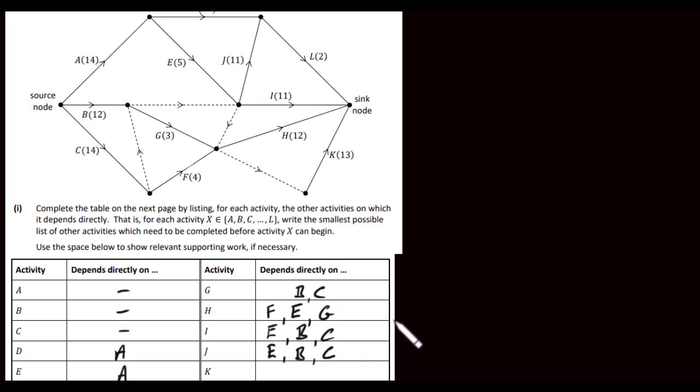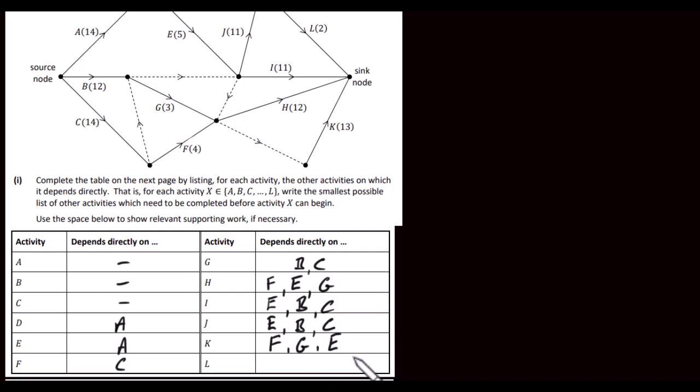Now K is next. K then is here. That is dependent on, because of this dummy activity, F. It's also dependent on G, again because of this dummy activity here. And it's also dependent on E, again because of this dummy activity here and this one here. It's connected to E, if you like.